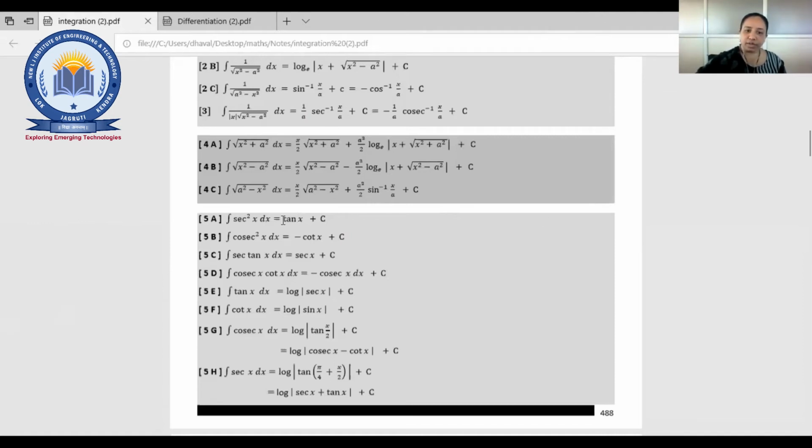So first one is sec square x. The differentiation of tan x is sec square x. So obviously the integration of sec square x is tan x plus c. Okay. So you can see here cosec square x, sec x into tan x, right? That is the reverse of differentiation.